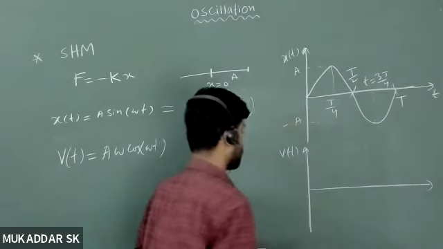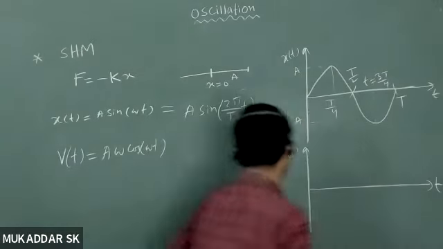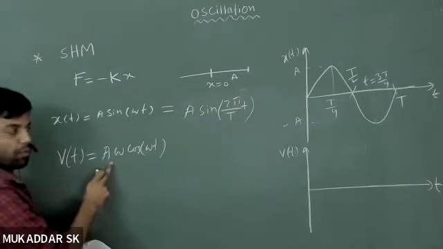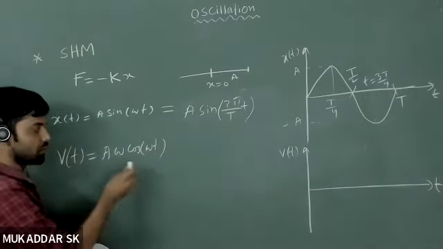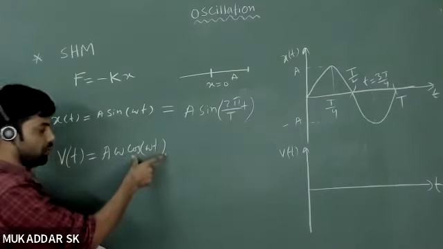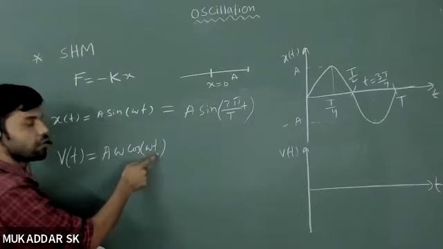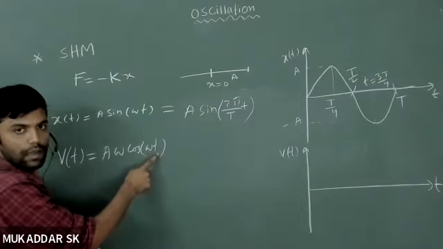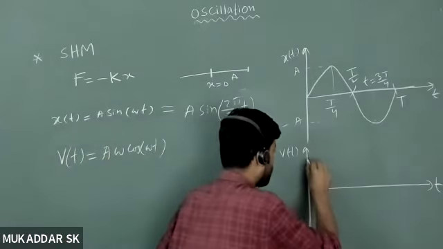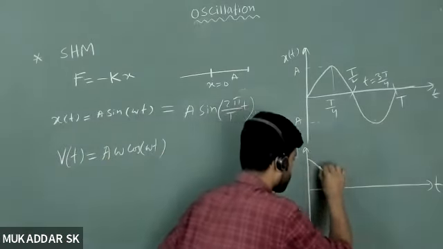Now I'll plot v of t as a function of time. When time is 0, your velocity will be A omega, and that is actually maximum, because the maximum value of cos is 1. When time is 0, the oscillator is at the mean position, and you know at the mean position you will have maximum velocity. So the behavior of the v versus t curve will be like this.